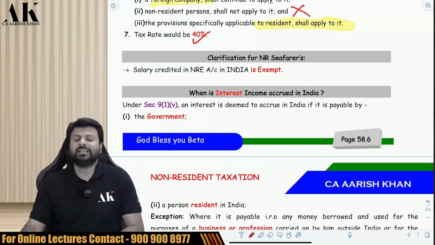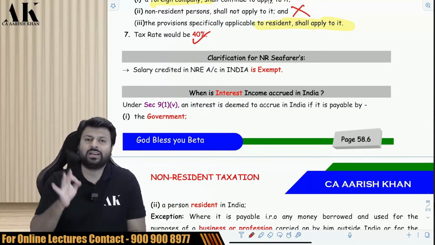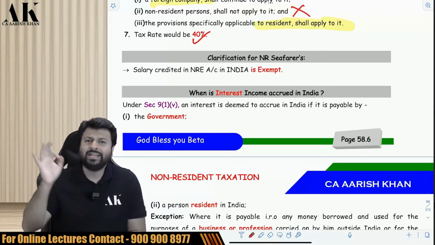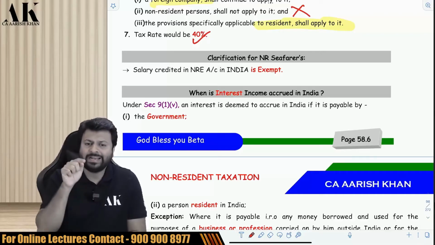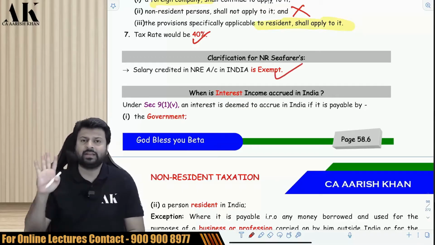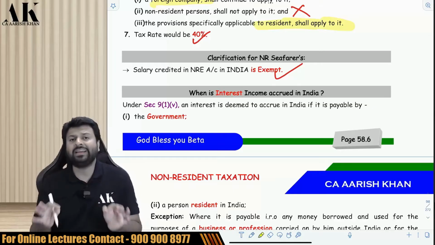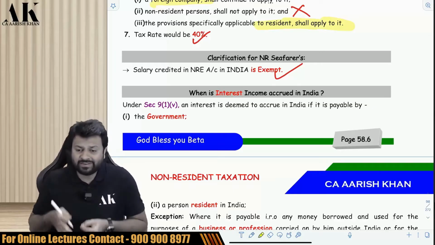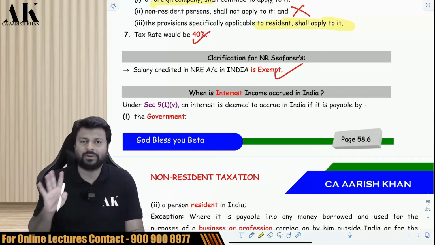Next one is a small clarification with respect to non-resident seafarers. If there is a non-resident seafarer, means a person who is a crew member of a ship and he is a non-resident. So, if he has an NRE account in India, and in that NRE account, he is receiving salary, then that salary is exempt in the hands of the non-resident. So, if a non-resident seafarer having an NRE account in India receives salary in that account, it will be exempt under the income tax law, no tax on that particular income.